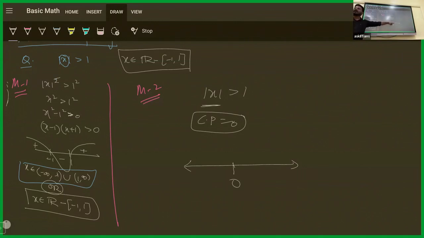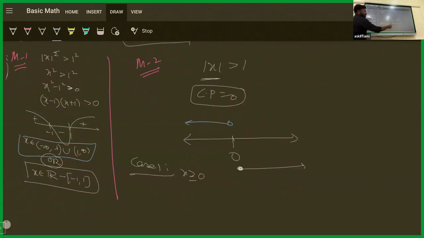So if there is one critical point, how many intervals will be there? 2. So how many cases we are going to get? 2. Case 1. What is case 1? Case 1 is that x is greater than or equal to 0. X greater equals 0. And what is case 2? X is less than 0. Case 2.